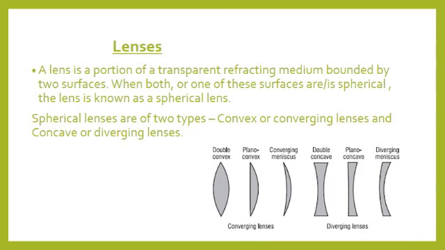Spherical lenses are of two types: convex or converging lens, and concave or diverging lens. The common shapes of these two types of lenses are shown below. Converging or convex lenses are of three types: double convex lens, plano convex lens and converging meniscus. Diverging lenses, meaning concave lenses, are again of three types: double concave, plano concave and diverging meniscus.